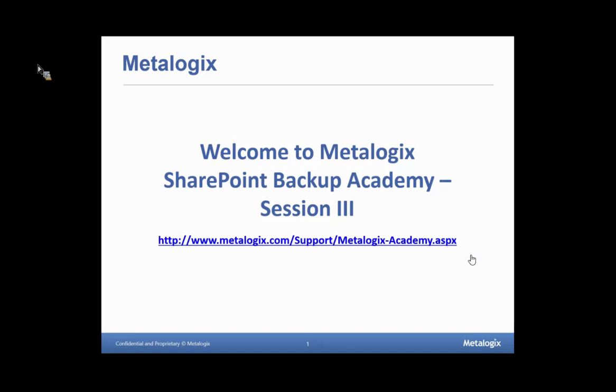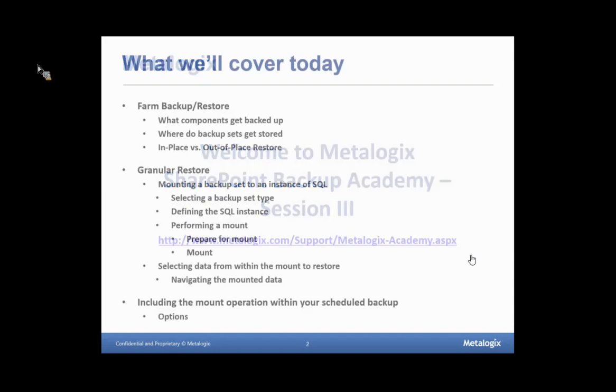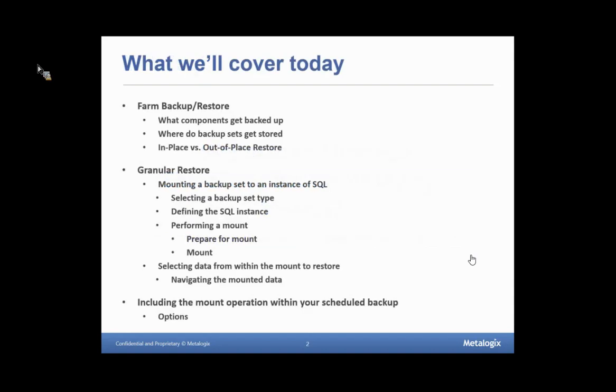Today's about recovery essentials, which I think is probably what everyone's the most interested in, right? So today we're going to cover farm backup and restore from a very high level. We're going to talk about what specific components are getting backed up, where those backup sets are getting stored in our environment, and what the difference is between in-place and out-of-place restore in respect to the farm level component backup.